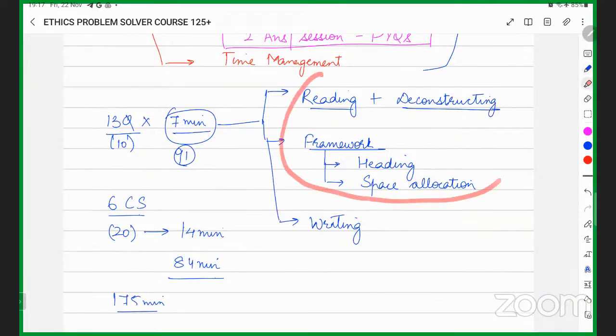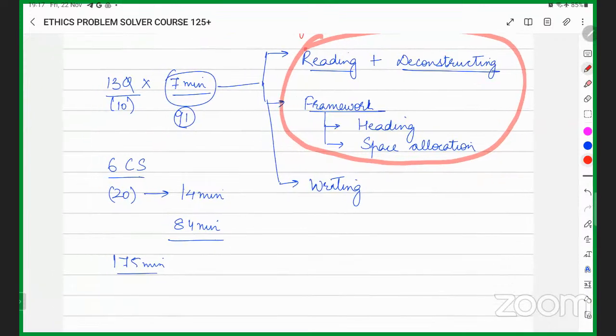So this is the drill that you will be doing in every question before writing the answer. Now, what has happened after 2021 is that the questions have become, number one, more lengthy. Number two, the questions have become more complex. And number three, the questions have become much more analytical.